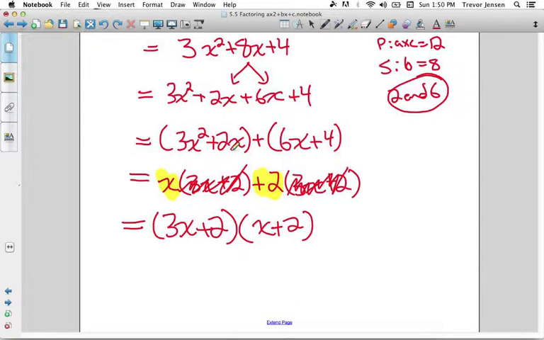If you can't remember how to do that binomial common factoring, go back to previous lessons for this chapter to figure that out. And that's my final answer. I've now completely factored that quadratic. All I'm left with is 3x plus 2 times x plus 2. Those are my two factors for this quadratic. I am done. Okay, let's do another example.